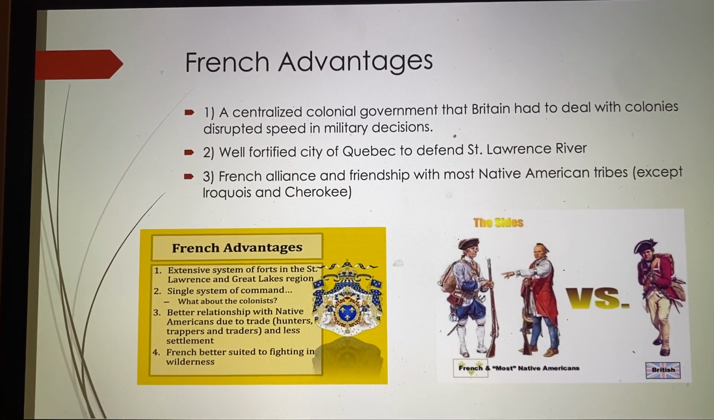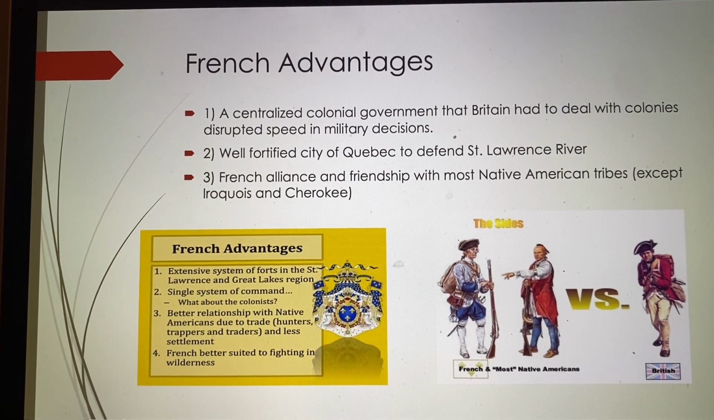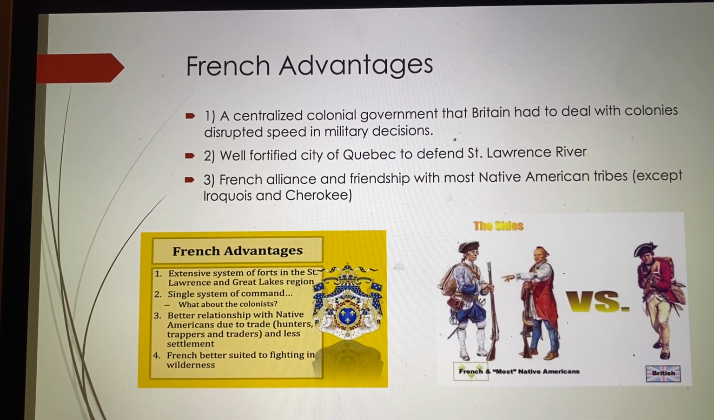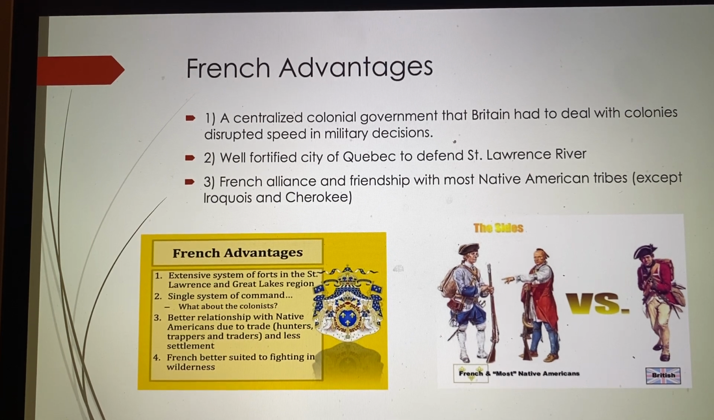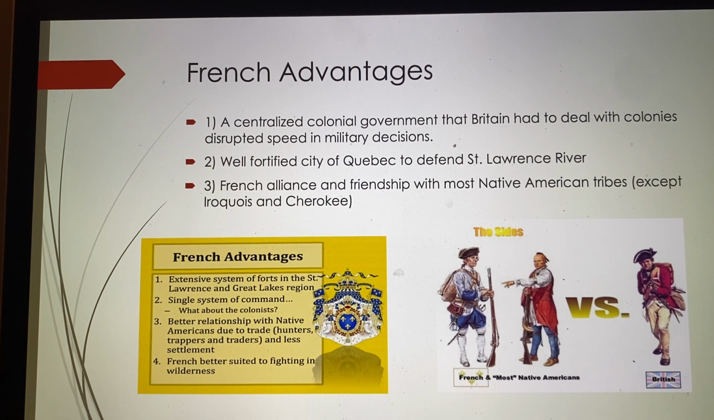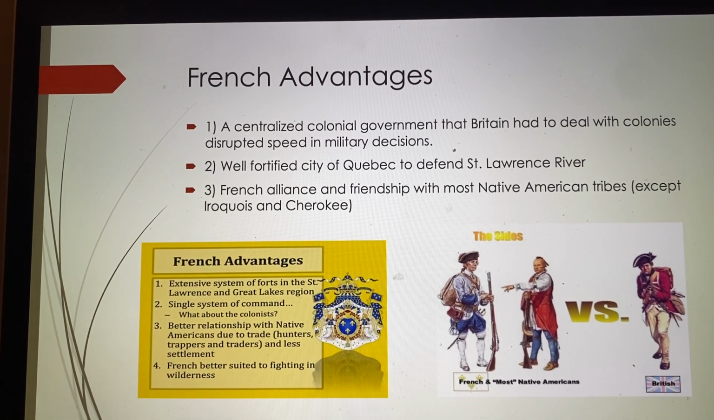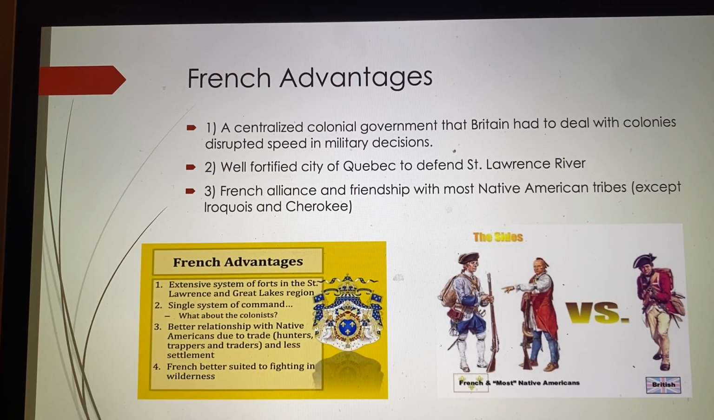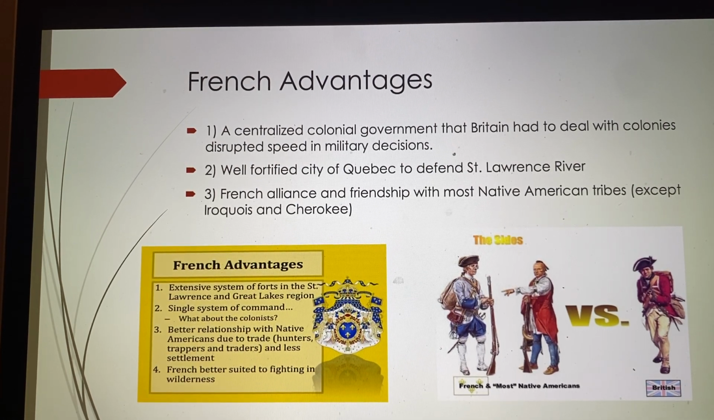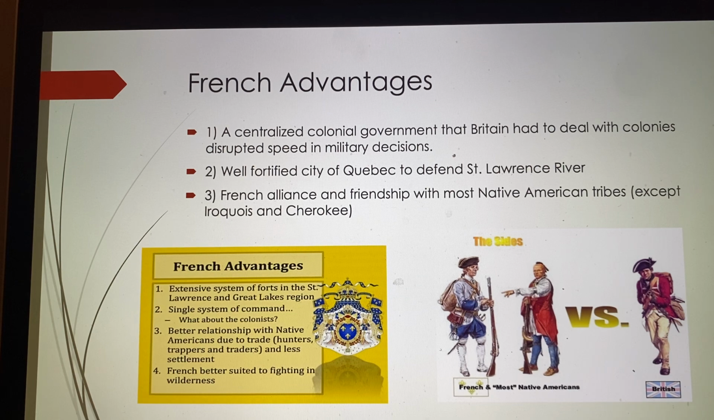So again, the French advantages. The French had an extensive system of forts in the St. Lawrence and Great Lakes region, especially Quebec. They had a single system of command. They had one command, and England had to go through the colonists and had to figure things out. They had a better relationship with Native Americans due to the trade of hunters, trappers, and traders. They had a good relationship with them.